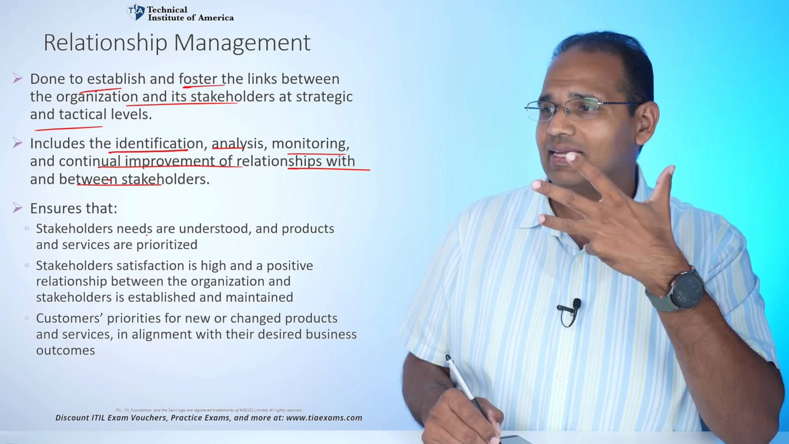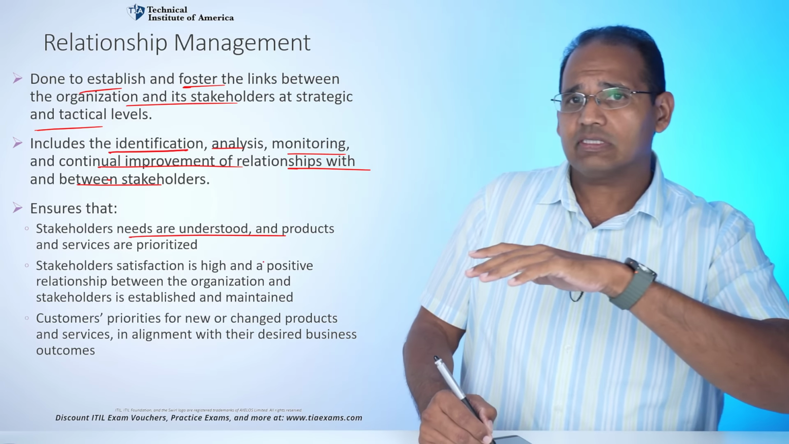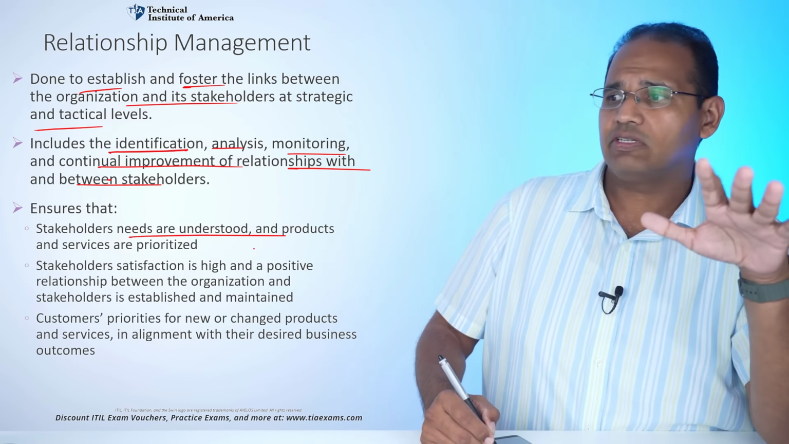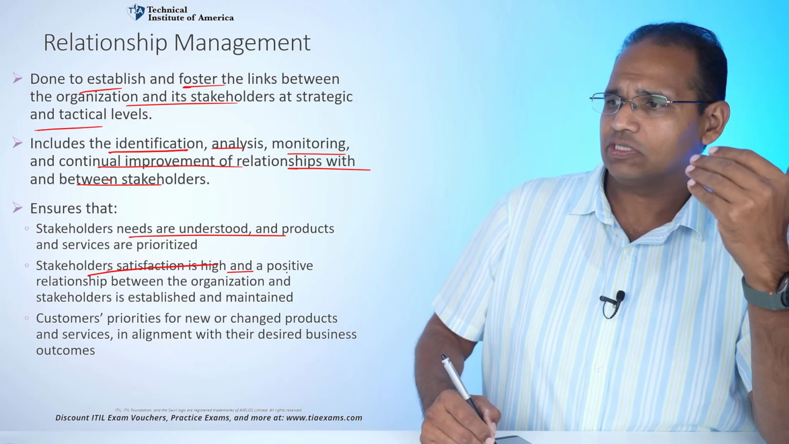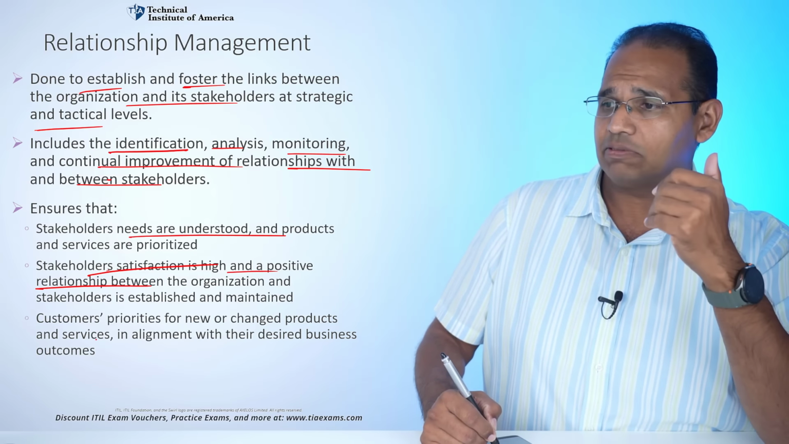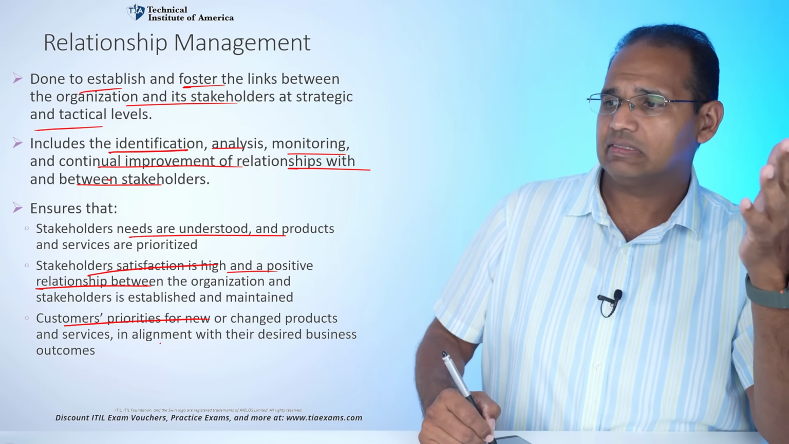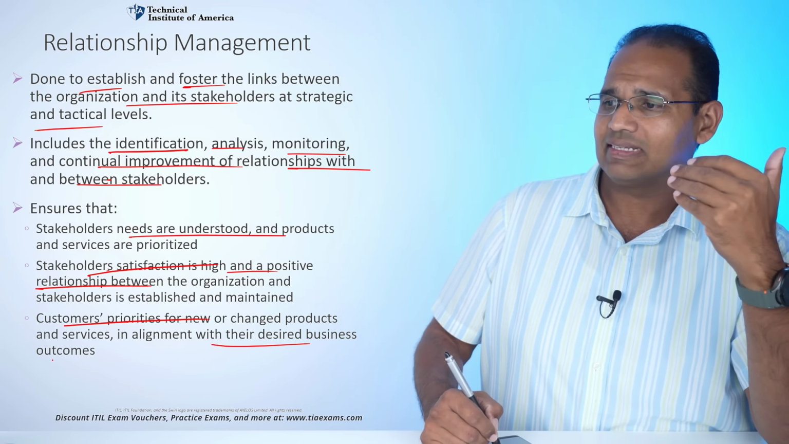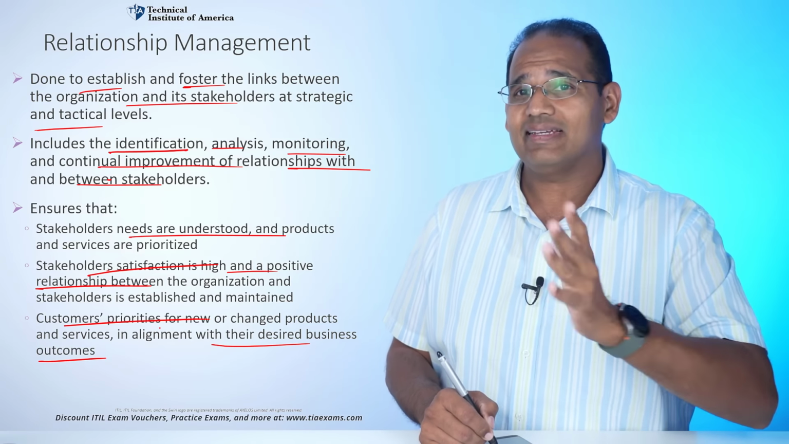We must understand the needs of our stakeholders. This is both for our users internal to IT, or external users to the organization. We want to make sure satisfaction is high and that positive relationships between your organization and them are established and maintained. Customer priorities for new or changed services should be aligned with the desired business outcome. Whatever they are looking for, we have to make sure we are aligned to getting that done.